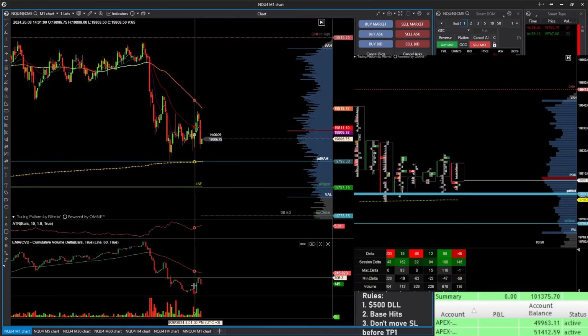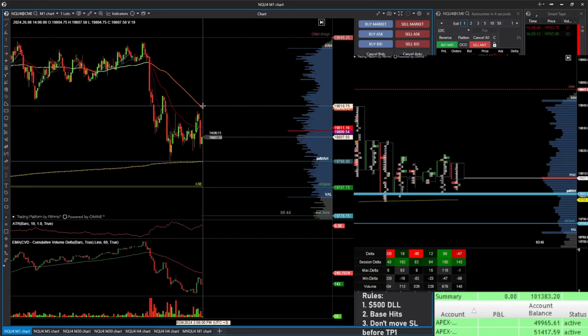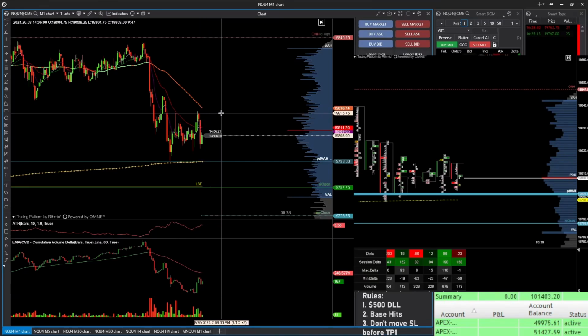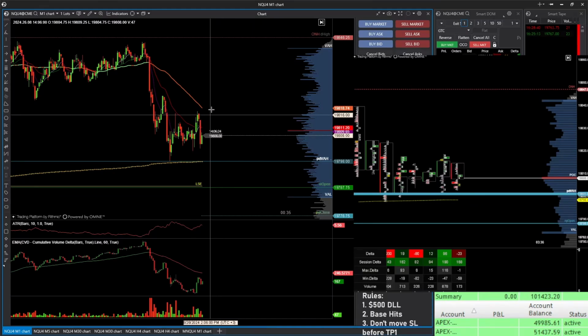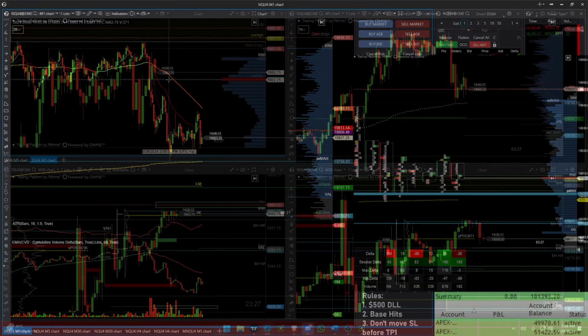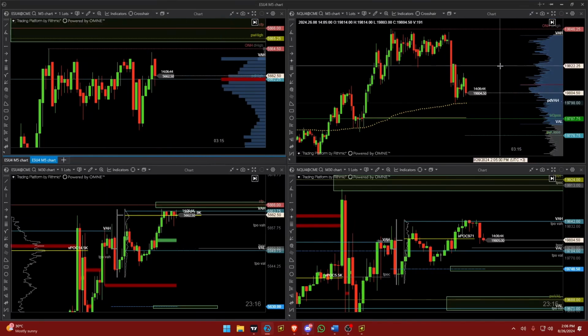We saw a nice push into the 50 SMA here. We did try to change the market structure here on the 1-minute, and we didn't get any candle closes above the level. We just got wicks. So yeah, that's still nothing confirmed. But here on the 5-minute, you can see that the previous day high is still holding.